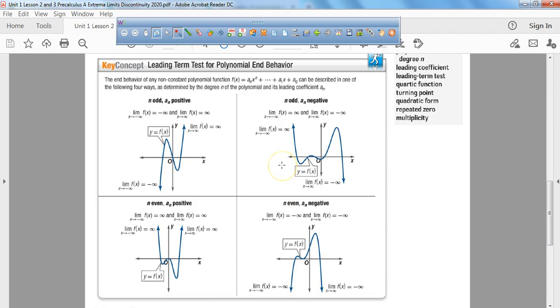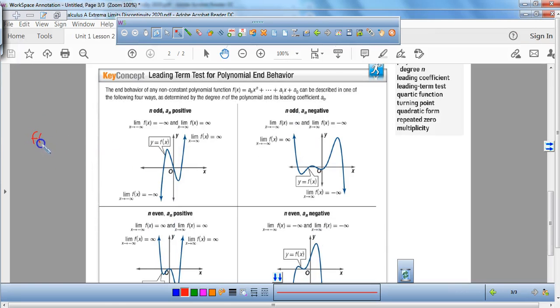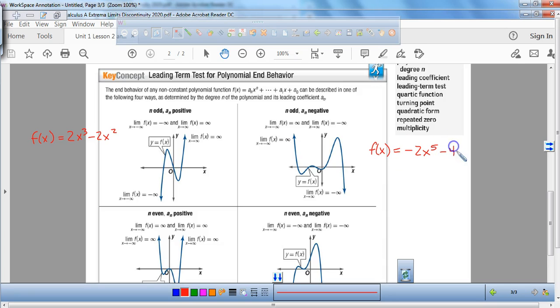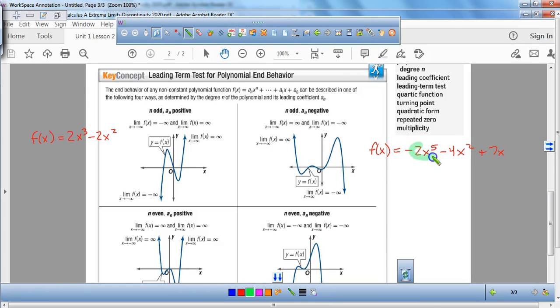If I see a function, no matter what it is, that says f of x equals 2x cubed minus 2x squared, I know the end behavior is going to follow this pattern. But if I see a function on this side with a negative 2x to the power of 5 minus 4x squared plus 7x, all I really have to worry about is what does this tell me? This tells me everything I need to know, just like this tells me everything I need to know.